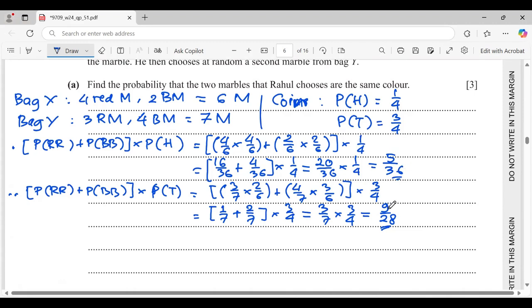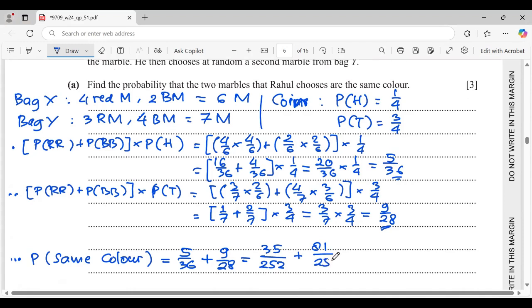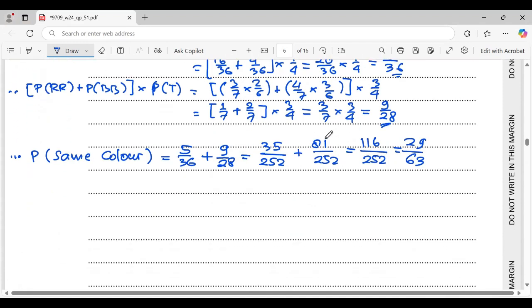So 5 over 36 and 9 over 28. And we can calculate that the probability for the same color equals 5 over 36 plus 9 over 28. Make these fractions have the same denominator, and the denominator is 252, and the result is 116 over 252, or 29 over 63. And I would like to write it in decimal. The decimal number is 0.460.